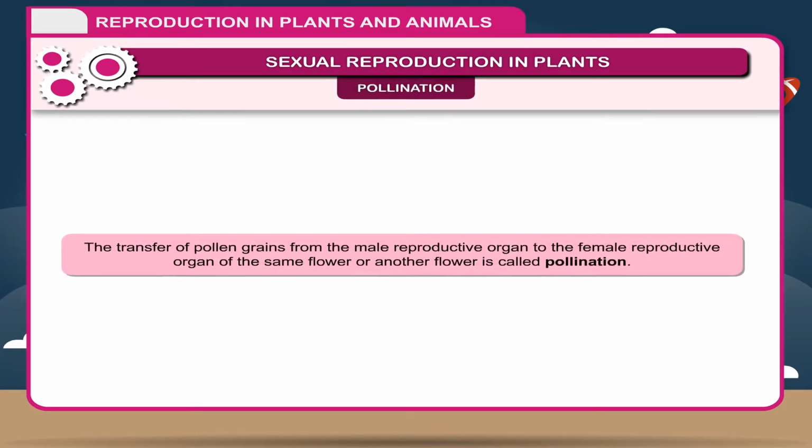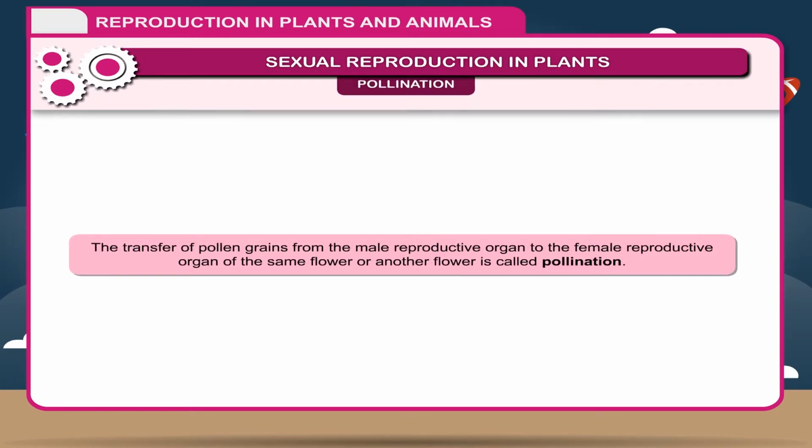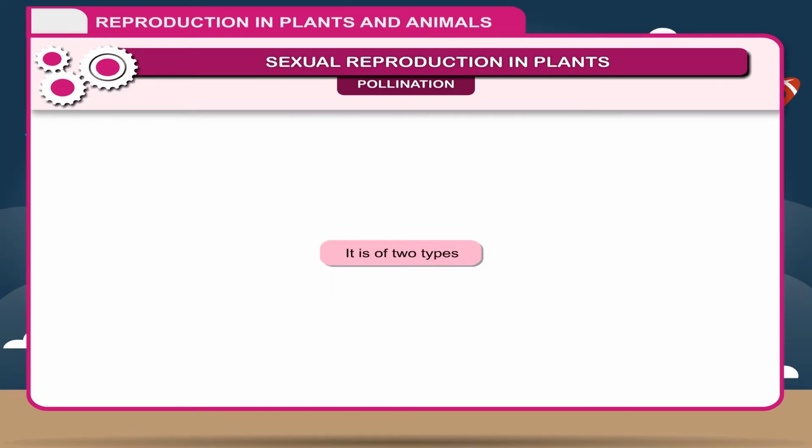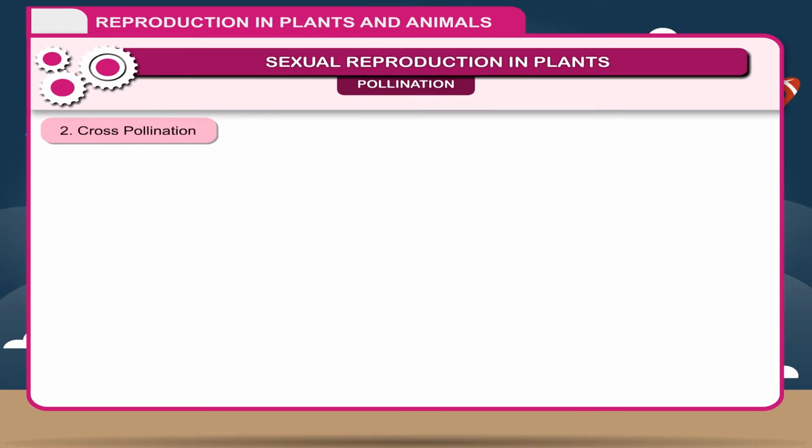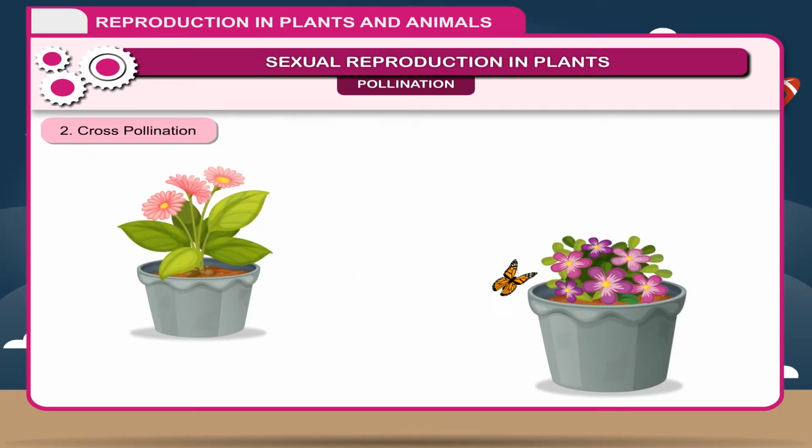Pollination. The transfer of pollen grains from the male reproductive organ to the female reproductive organ of the same flower or another flower is called pollination. It is of two types. 1. Self-pollination. When pollen grains produced from the anther reach the stigma of the same flower or another flower of the same plant. 2. Cross-pollination. When pollen grains of one plant are transferred to the stigma of another plant, it is called cross-pollination.